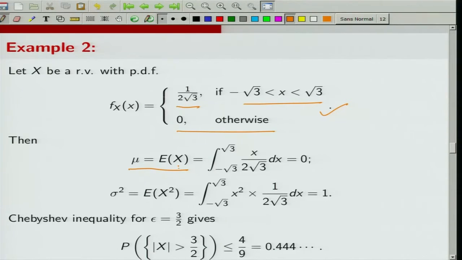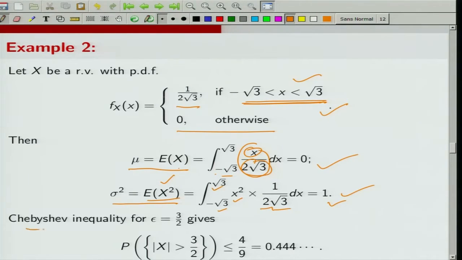So that means I have to integrate x with the PDF. So x with PDF 1 by 2 root 3, integrated over the support which is minus root 3 to root 3. It is an odd function, range is from minus a to a type, so this would be 0. Let us look at sigma square, which is equal to the expected value of x square. So I have to integrate x square with the PDF. The range over which I have to integrate is minus root 3 to root 3, x square, and the PDF is 1 by 2 root 3 in this range. Work it out, this turns out to be 1. So sigma square, which is the same as the expected value of x square because the mean is 0, turns out to be 1.